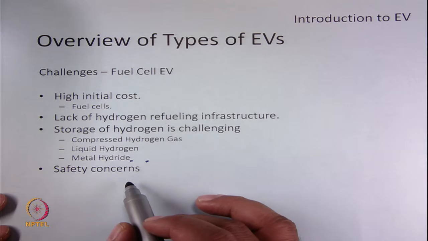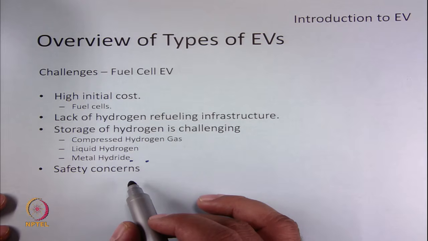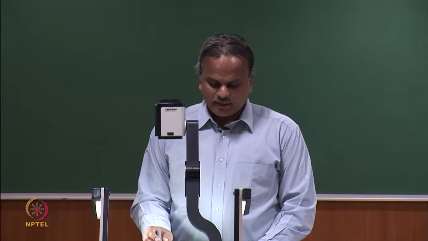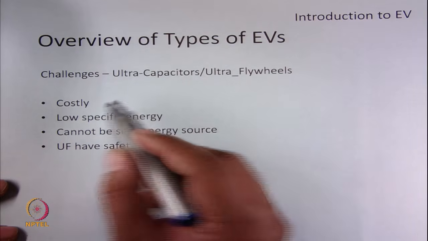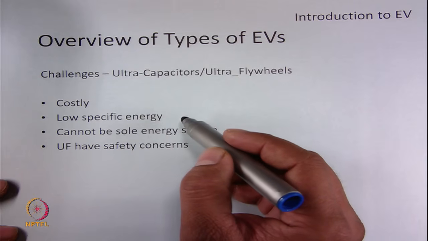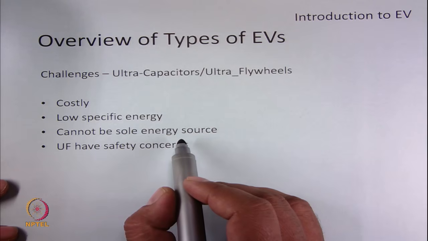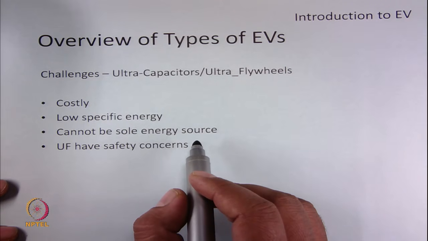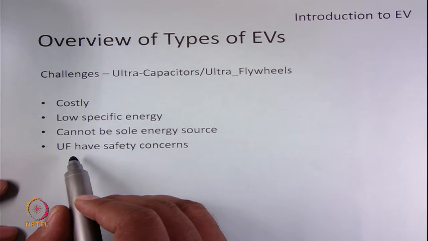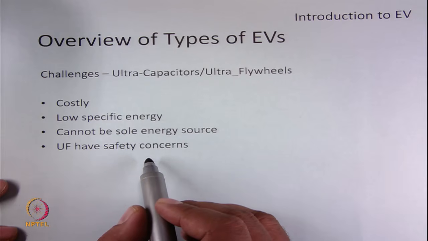A hydrogen based vehicle has high safety concerns of explosion, and therefore, it requires a lot of safety factors to be in place before it can be commercially viable. Ultra capacitor and ultra flywheel based systems are upcoming. The challenges they are facing are, it is very costly, it has low specific energy, therefore, it cannot be used as a sole energy source and it requires battery as a hybrid energy source along with it. In addition, ultra flywheel, which stores mechanical energy at high speed of flywheels, often has safety concerns and is less reliable.